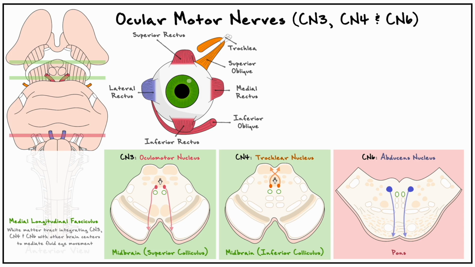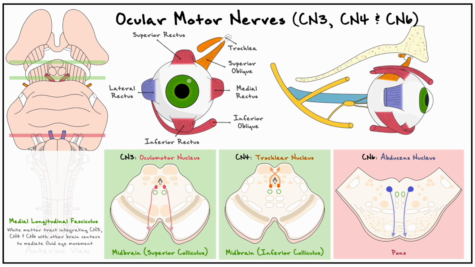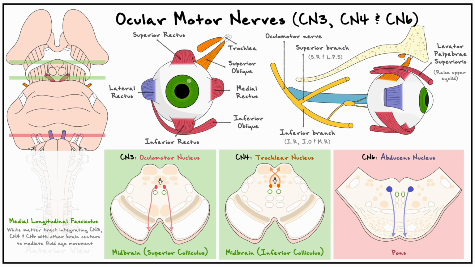which we can observe best with a lateral view of the eye. You will recognize with the orange and blue colors the respective muscles each cranial nerve innervates. Along with the muscles, the lateral view also includes the oculomotor nerve, which divides into a superior and inferior branch when it reaches the region of the eye. The inferior branch innervates the inferior rectus, the inferior oblique, and the medial rectus. The superior branch innervates the superior rectus and the levator palpebrae superioris.